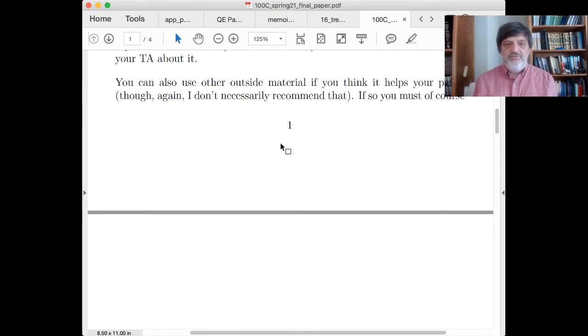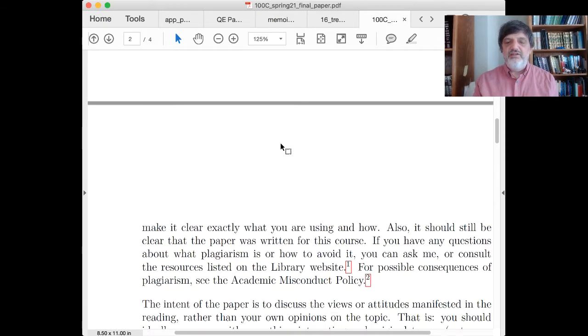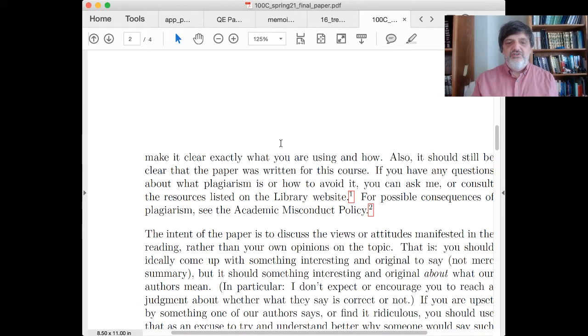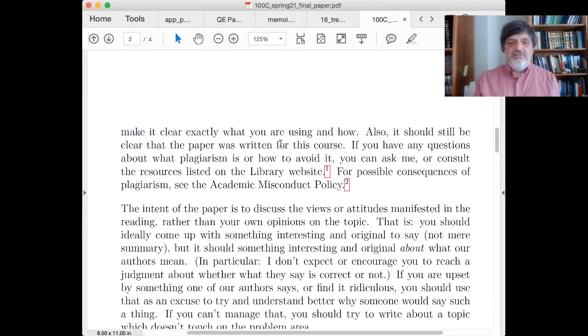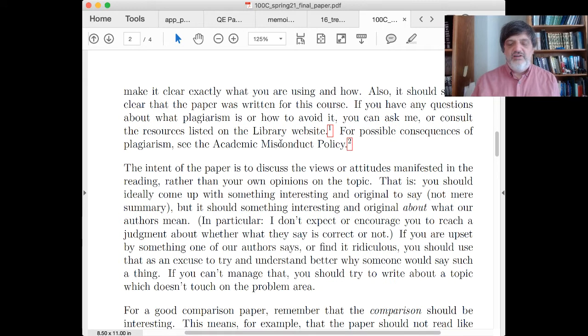But if you do use outside sources, you're allowed to, but obviously please cite them properly and don't plagiarize. I think I said this at the beginning of the course, and I'll say it again now, this year I've had more issues with plagiarism than in the past. I guess somehow the pandemic is causing that.